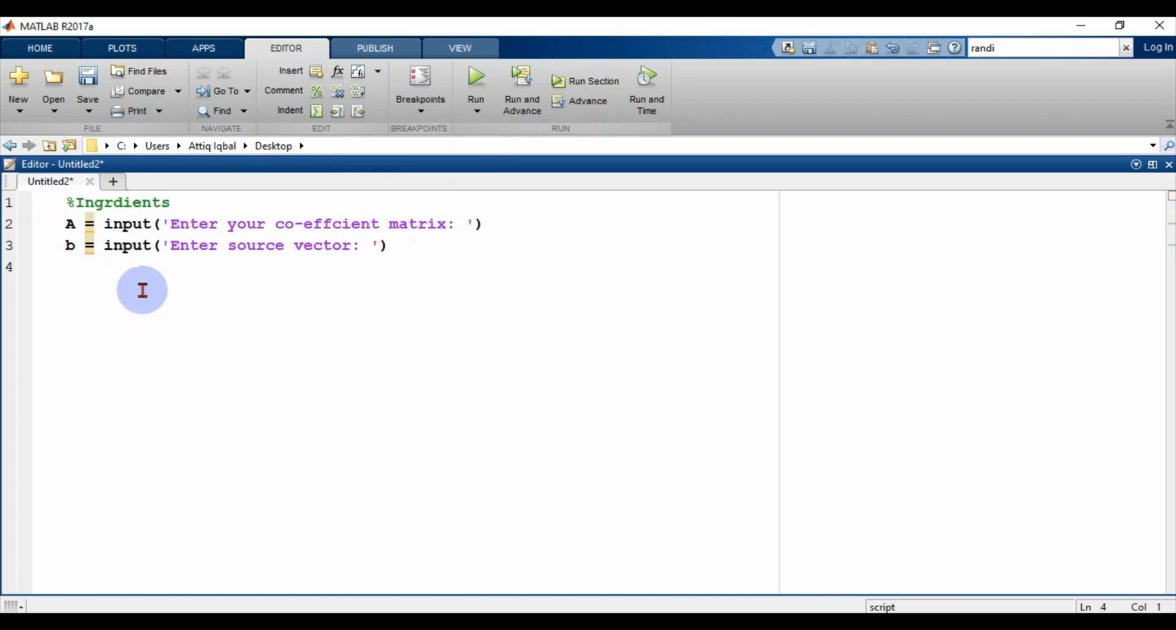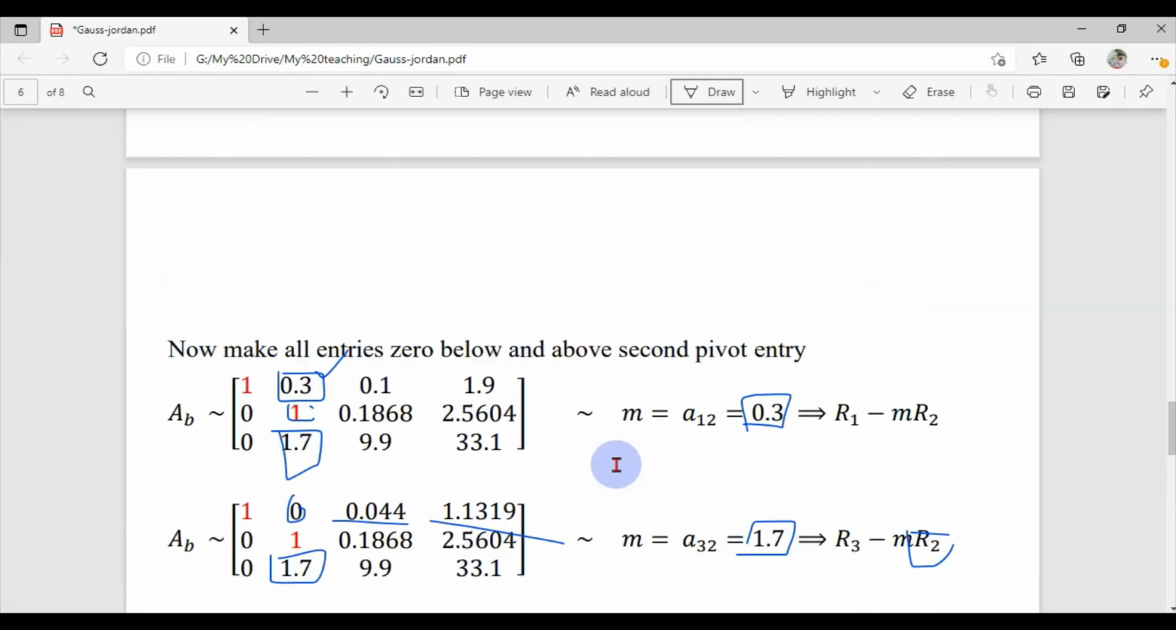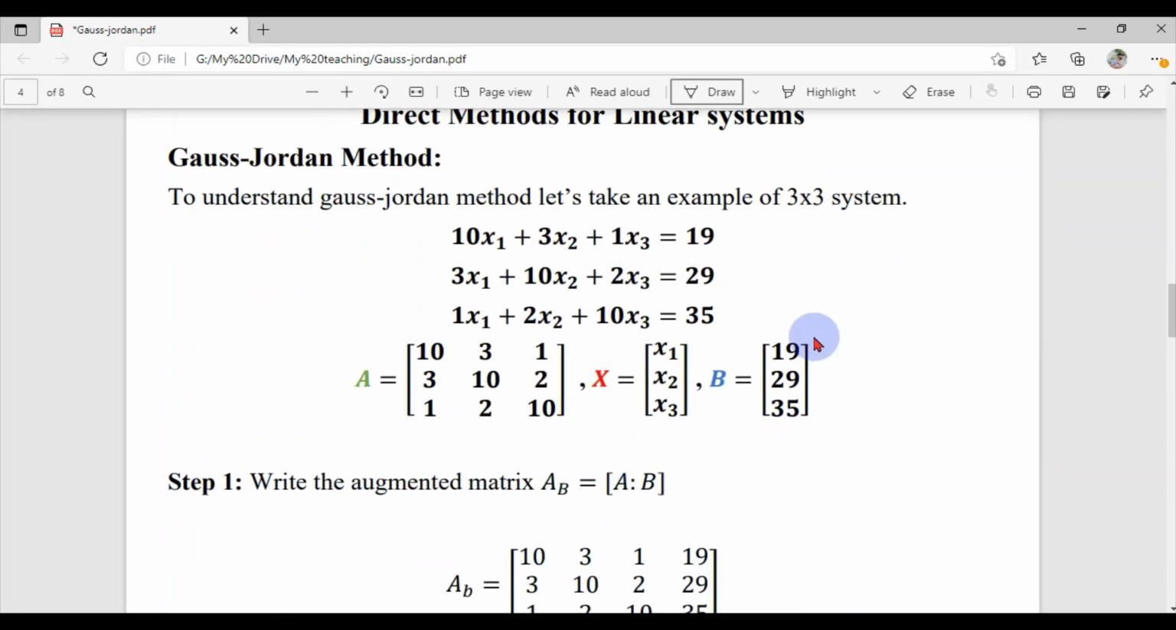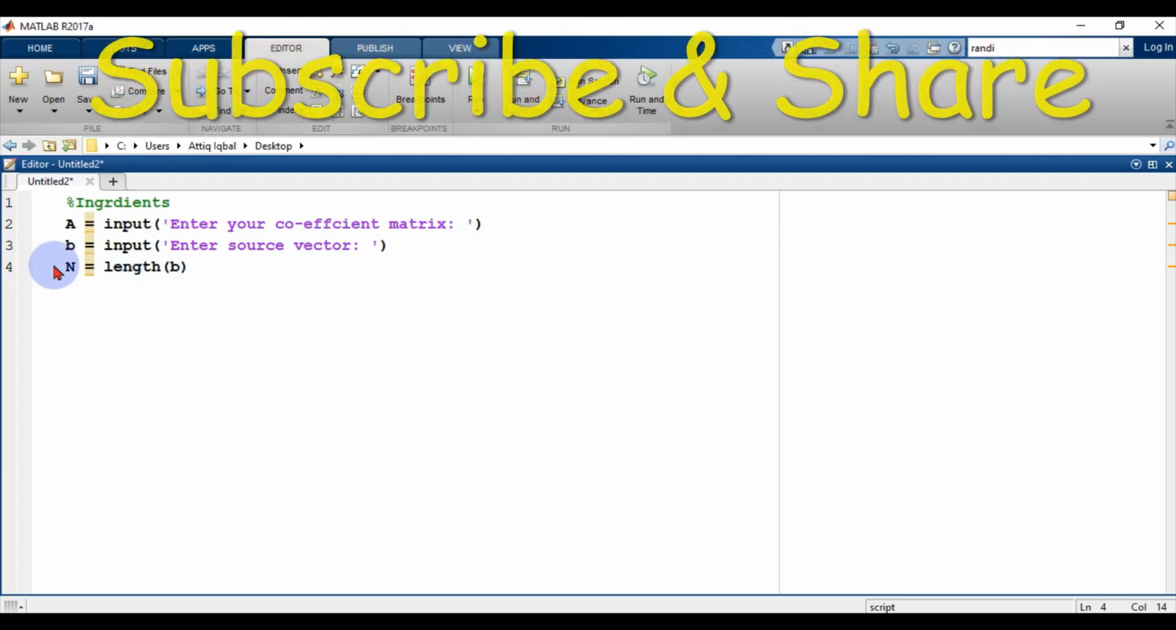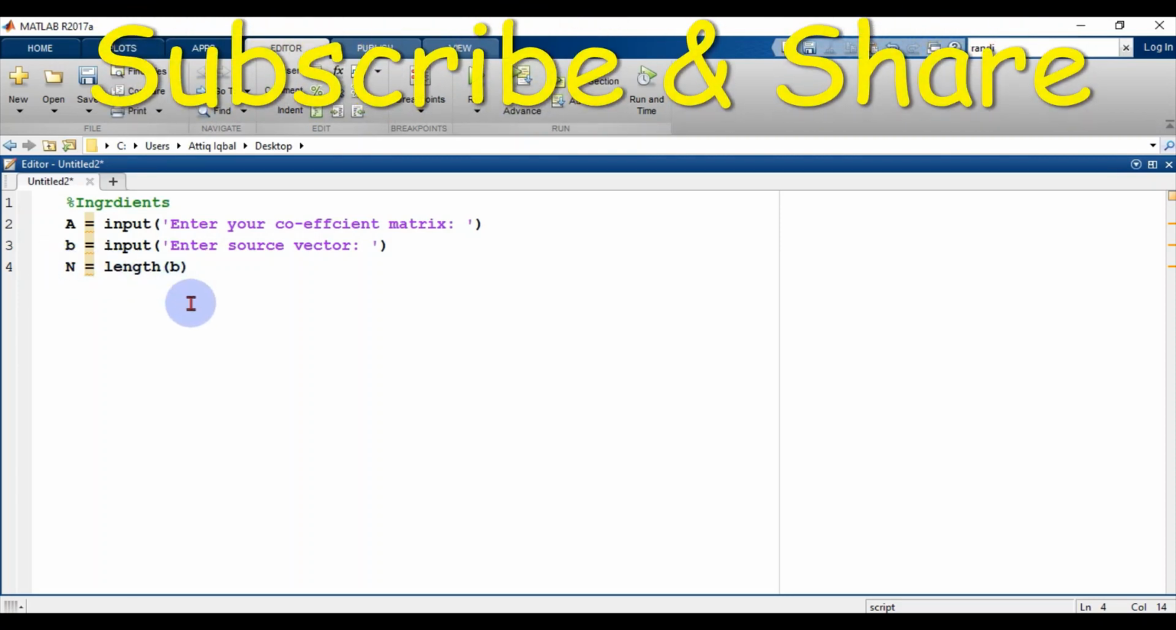The next step is how to identify the number of unknowns that I am going to get from the A and B matrices. Simply the length of B can tell me how many unknowns I am going to have. If I go to my example, I have three entries in B because my system is 3 cross 3. So the length of B command will simply tell me how many entries are in B, and I will store that number into capital N. So in capital N, I will have the number of unknowns.